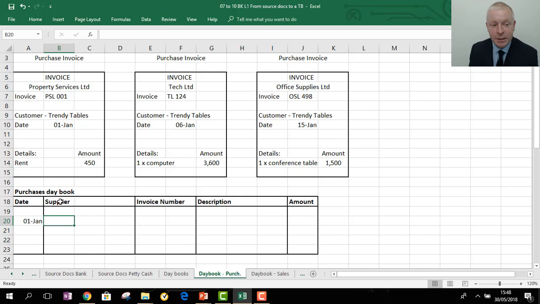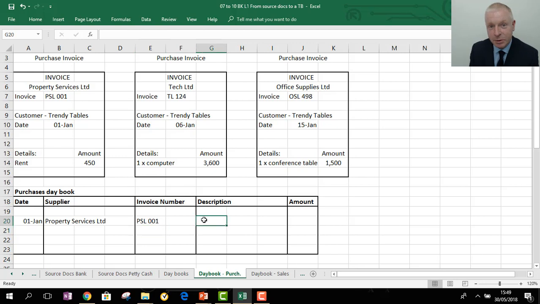So the same with the supplier. I can just take the supplier name by hitting equals and clicking on this cell up here, and as you can see, it populates into the supplier detail part of the purchase day book. The invoice number, I just need to take that piece of information also from the invoice here from Property Services Limited, and that is PSL001, so that goes in.